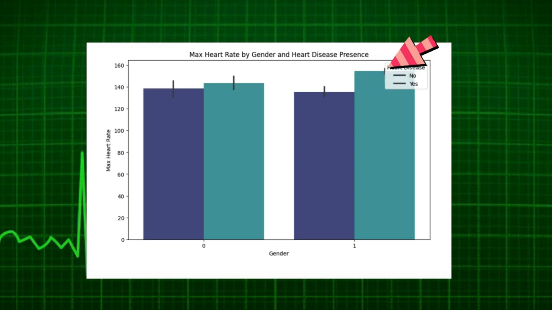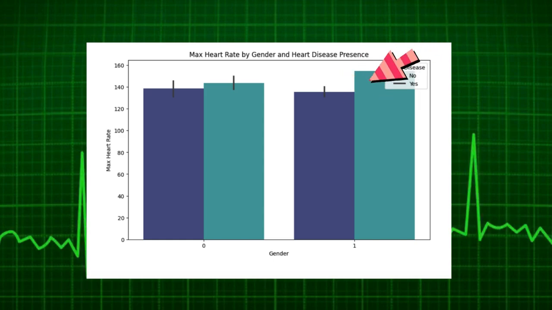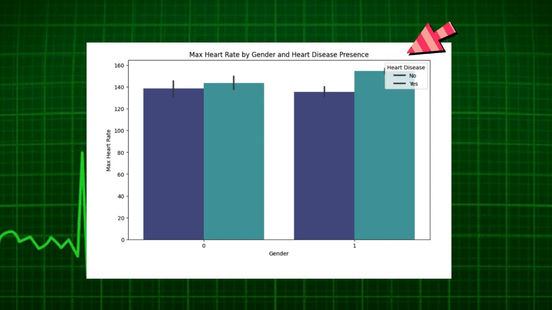The difference is visually small, suggesting that while heart disease might affect the maximum heart rate, other factors could also play significant roles. By examining this plot, we gain insights into how gender and the presence of heart disease might influence the maximum heart rate of patients.